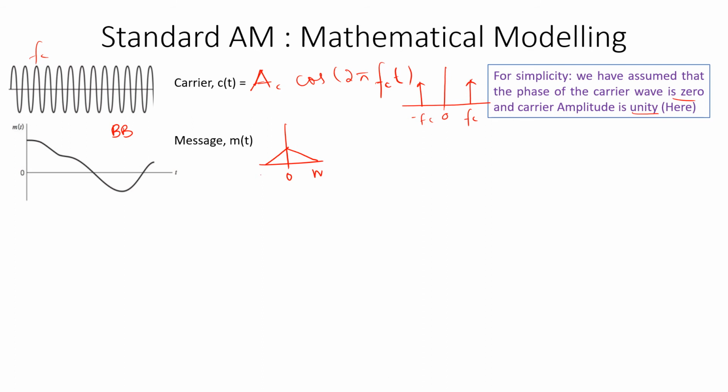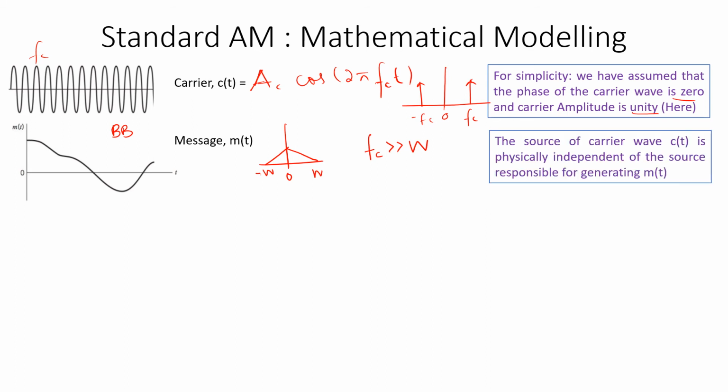It is baseband, and it will also have negative frequency. So the bandwidth or maximum frequency content of this message, we will assume to be W. And one more thing we will assume is that the carrier frequency should be much greater than W. Then only will this modulation give its benefits, right? And the carrier and message are totally independent. They are not correlated in any manner. That is again an assumption, right?